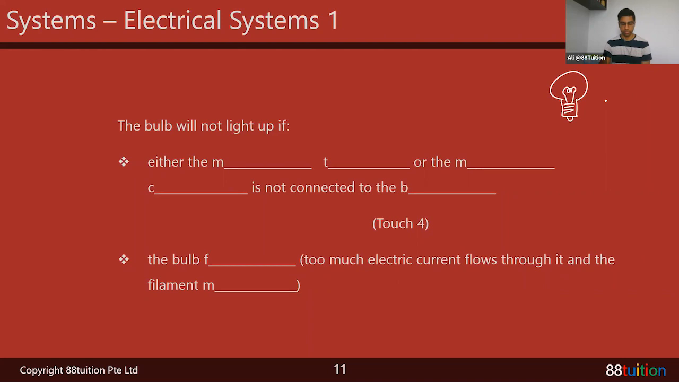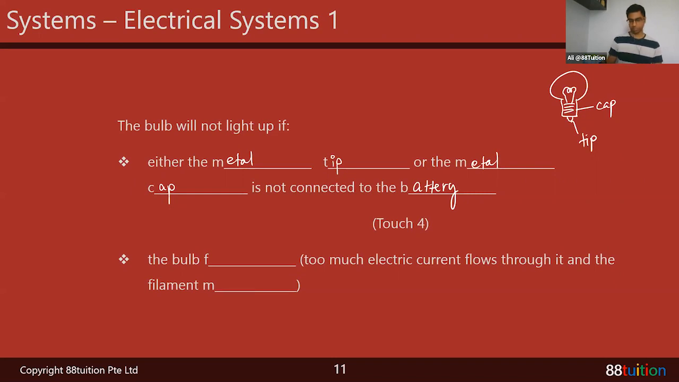You have what? This is the metal cap and the metal tip. Okay, so I'm going to write tip and the cap. Metal, metal. Where's the metal cap? Here. Where's the tip? Here. So the bulb will not light up if either the cap or the tip is not connected to the battery. That's important. So if one of them is not connected, no light from the light bulb, right?